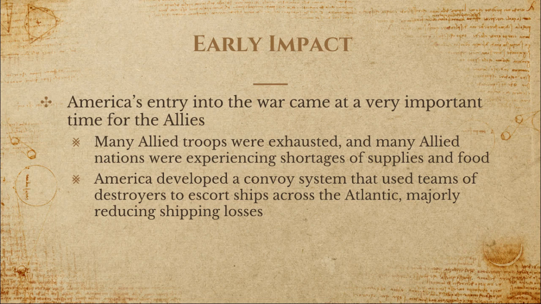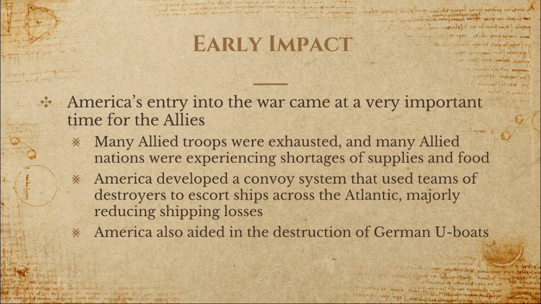America would also develop a convoy system for shipping, which would use teams of destroyers to escort ships across the Atlantic Ocean on their way to Allied shores. This would majorly reduce shipping losses because the destroyers would prevent cargo ships from being attacked. America's Navy would also aid in the destruction of German U-boats, which again helped make the Atlantic Ocean a much safer place for Allied ships. So these were some of the early impacts that America would have on the war.